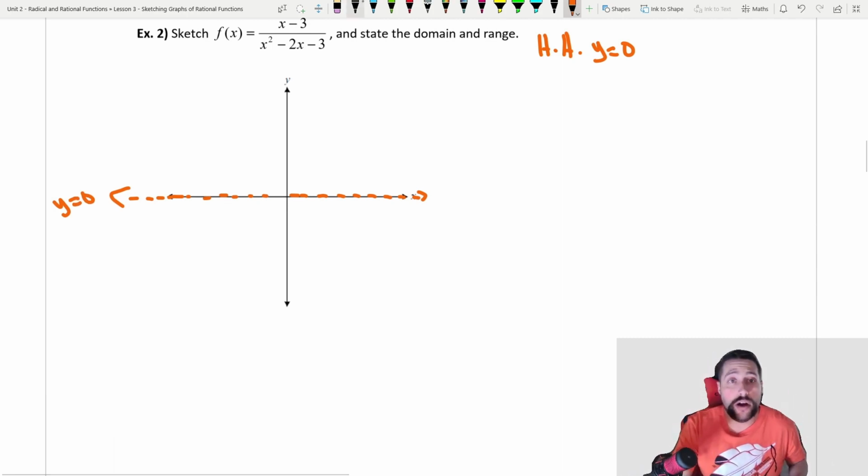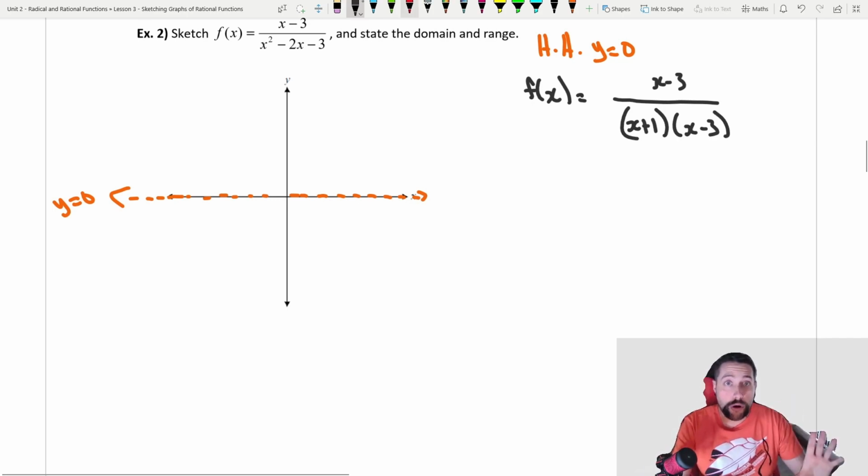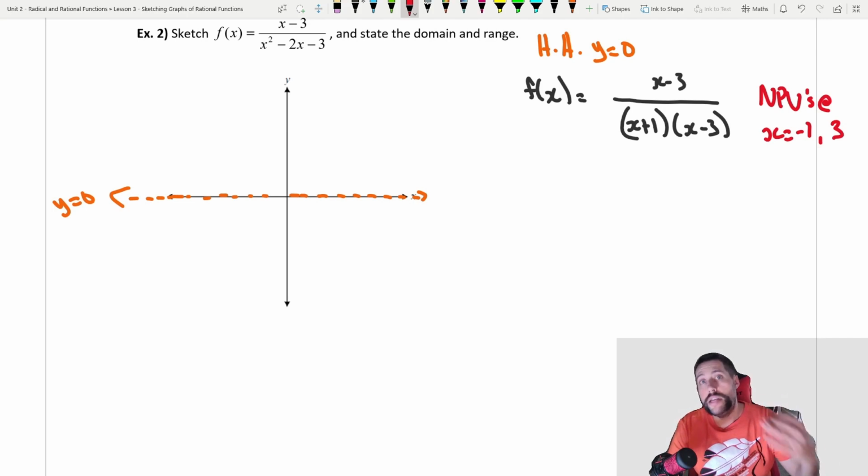Next, we can move on to factoring. So f of x is equal to x minus 3 all divided by x squared minus 2x minus 3. That factors to x plus 1 and then x minus 3. Before we cancel anything, we can say that the non-permissible values are at x is equal to -1 and +3.